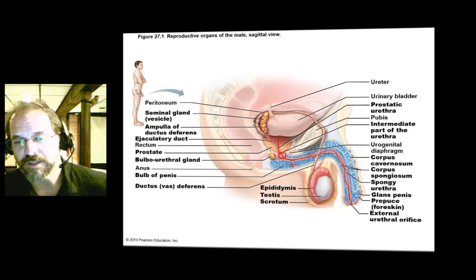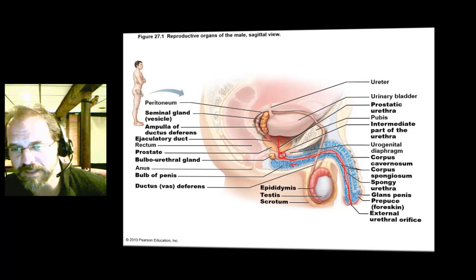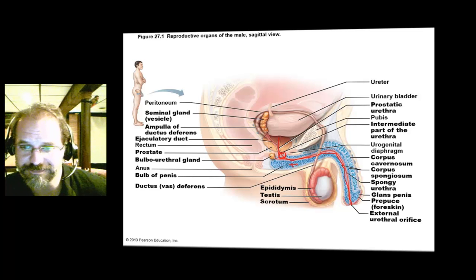The corpora spongiosum is on the ventral surface of the penis, and on the posterior surface of the penis is the corpora cavernosa. And there are actually two of these structures that are both a little bit on the lateral sides of the penis, and then the corpora spongiosum is on the underneath. And the corpora cavernosa, those are actually the two main erectile tissues. When they become engorged with blood, they are what make the penis become erect for copulation.